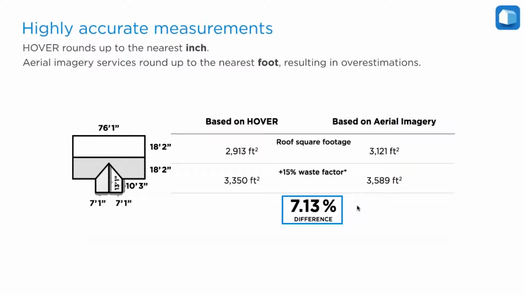You may have used other services for certain types of measurements, particularly maybe roofing, like aerial imagery services, but they round their measurements to the nearest foot. And this is really, really important to keep in mind because this could easily result in you overestimating a project or providing a quote that's way too expensive for a homeowner. But even beyond that, even if you do close the deal, it may result in you ordering way too much material and creating a lot of waste.